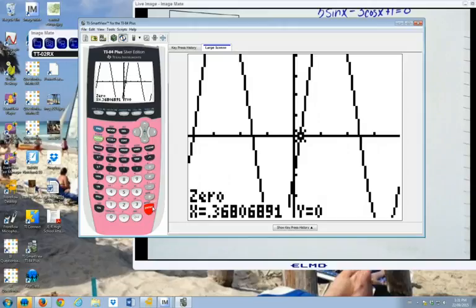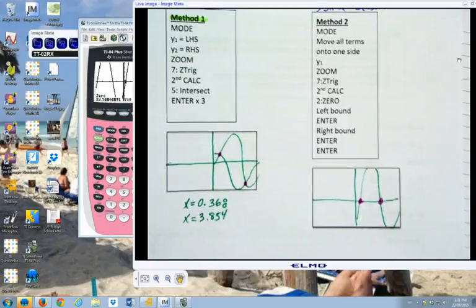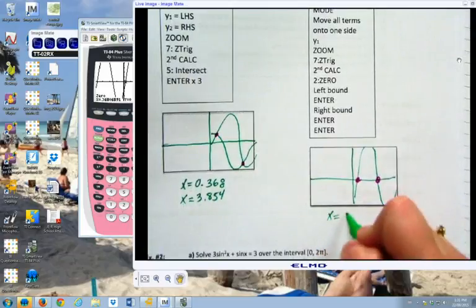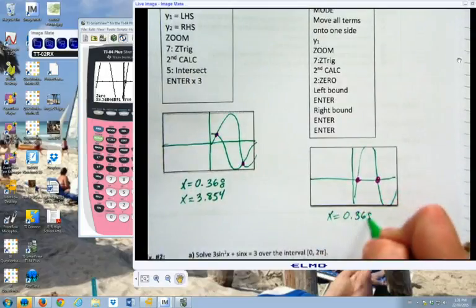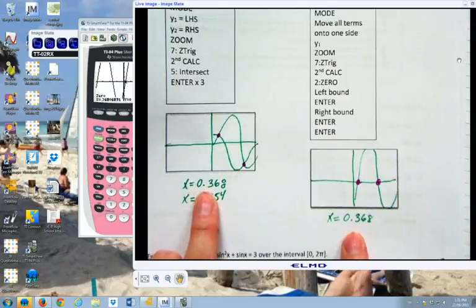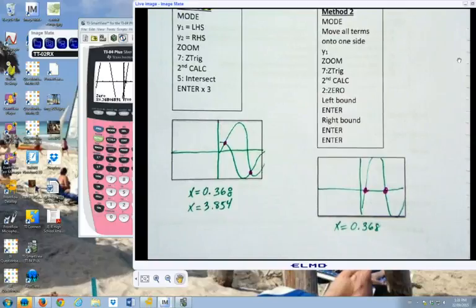So we call that left bound, right bound, enter. You pick a point on the left, tell the calculator. Pick a point on the right, tell the calculator. Hit enter. What's the first x-intercept? X equals 0.3. Well, whoa, that's the same answer as last time. How are they the same? Because it's the same equation, we're just doing 2 different methods.